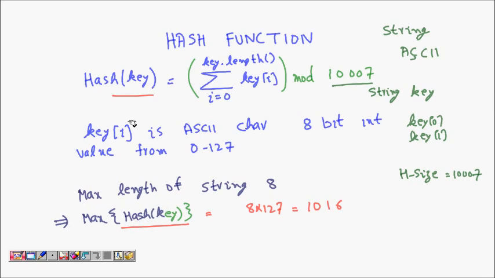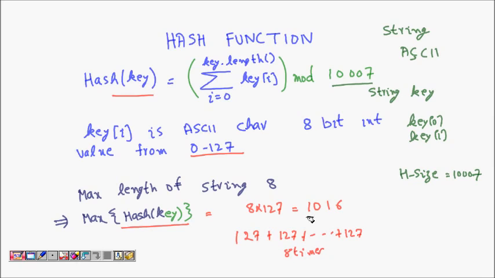So what will happen is, let's say all of them have the ASCII value 127. ASCII values range from 0 to 127, an 8-bit int, let's say. So all of them have the value 127. Then key 0 plus key 1 plus key 2 plus up to a maximum of 8, which is the length of the string. So 127 plus 127 plus 127, 8 times.